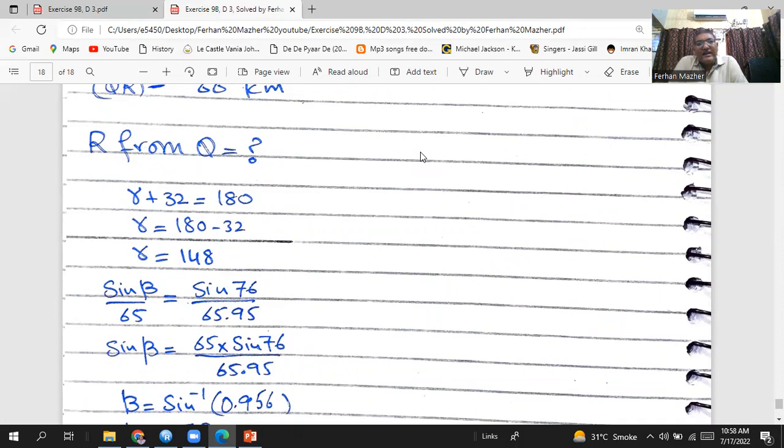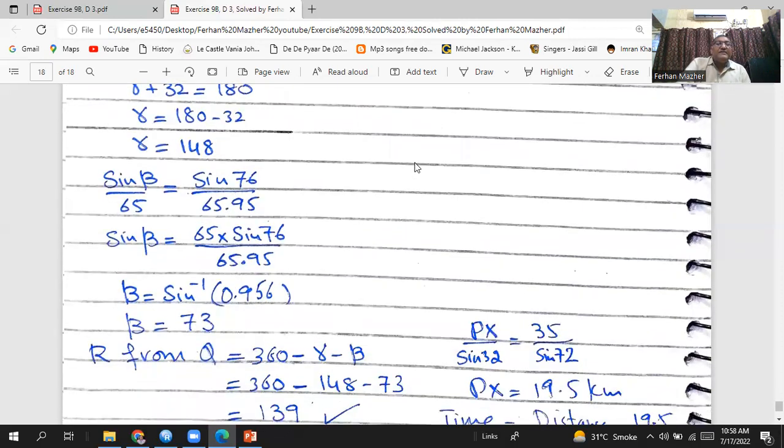Once you know the angle gamma, then I can try to find out the angle beta. I know the three sides of that triangle, so I can apply the law of sine. Sine beta divided by 65 is equal to sine 76 divided by 65.95. So sine beta is equal to 65 multiplied by sine 76 divided by 65.95, and the angle beta will be 73.